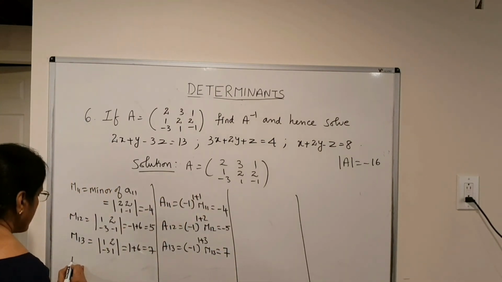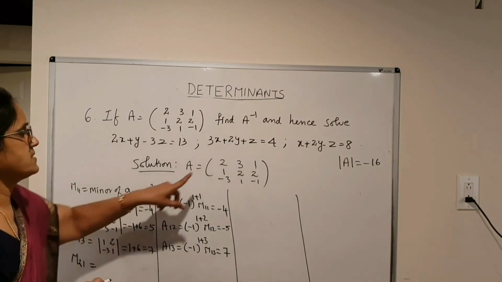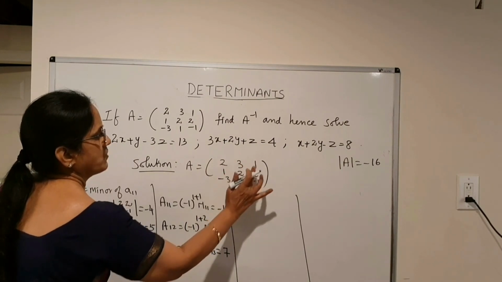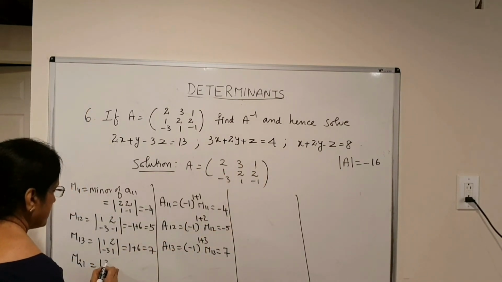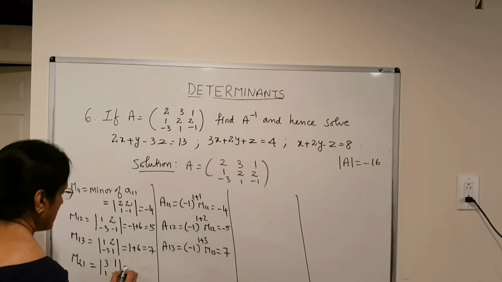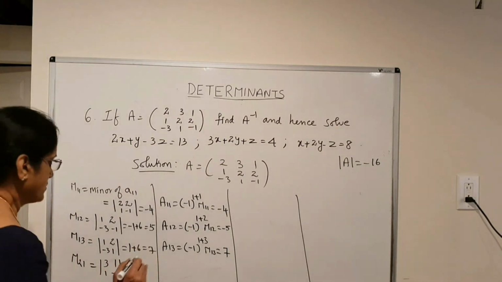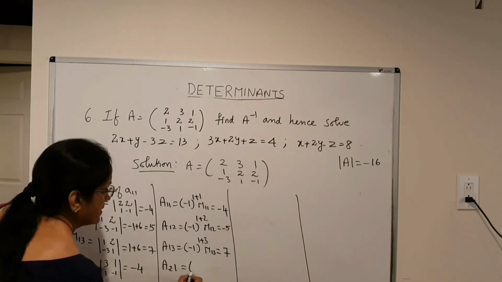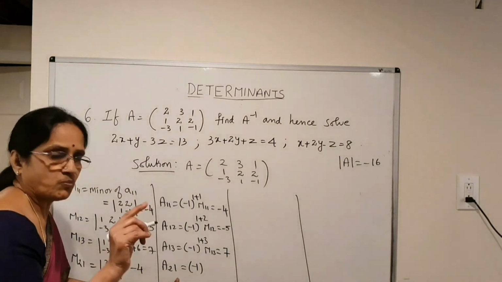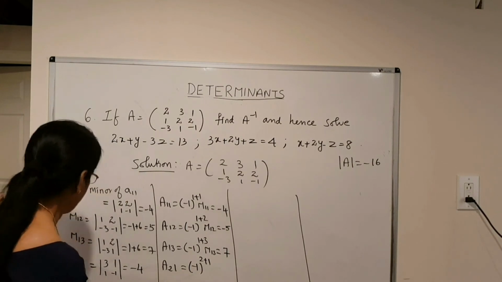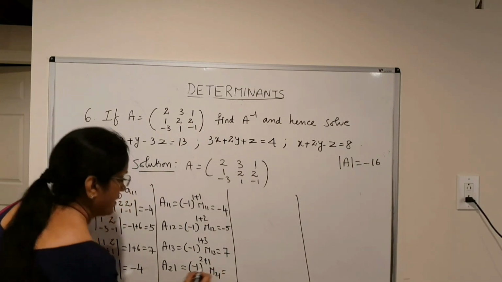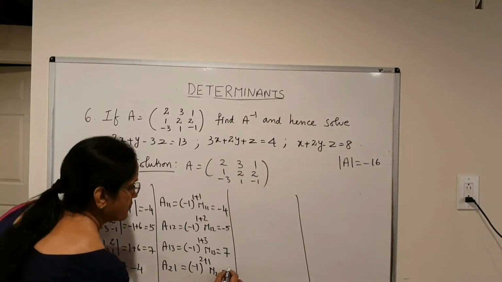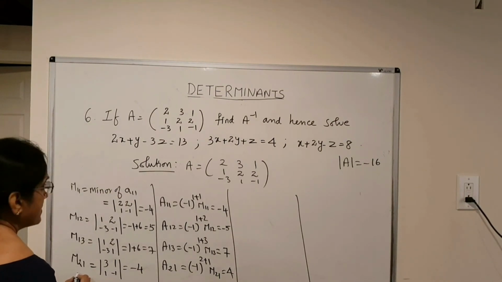Coming to the second row, M21. M21 is the minor of the element 1. So leaving the second row and first column, I have 3, 1, 1, minus 1. This will be minus 3 minus 1, which is going to be minus 4. The corresponding cofactor A21 is minus 1 to the power i plus j, 2 plus 1, multiplied by M21. Now this will be minus 1, the whole cube, is minus 1 into minus 4, which will be plus 4. Now, next one, M22.